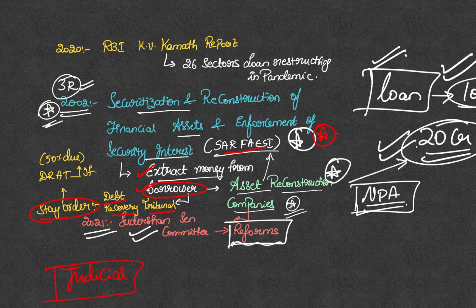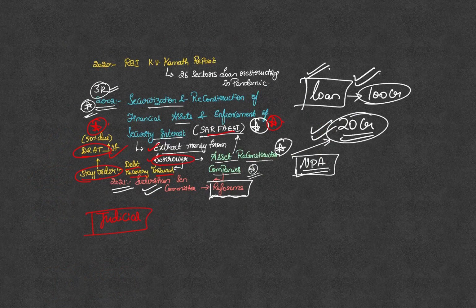Now, even in that, if he loses, there will be a debt recovery appellate tribunal at a higher level. But the problem is, if the person wants to use this facility of DRAT, he should at least give 50% of the money that he is due to the banks. Now, why is this provision there? To avoid silly complaints and stop the recovery process. So, this is the SURFACE Act.